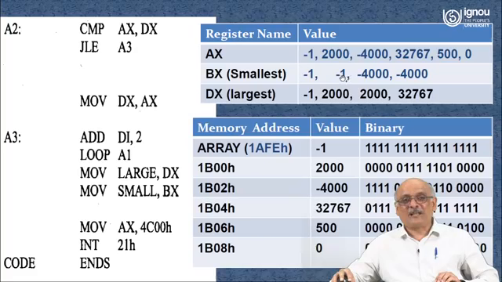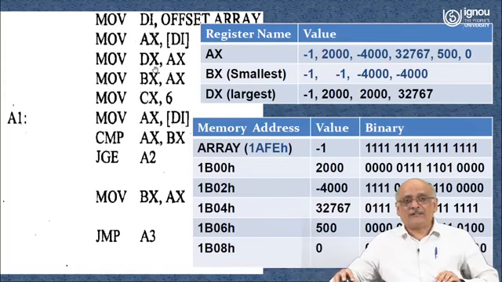So now the value has changed from -1 to 2000. Then add DI with 2, and loop to A1. Loop is going to take care of automatic decrementation of the CX register by 1. Once we loop to A1, if CX is 0, then we go to the next statement, but it is not so. So we go back to this statement.